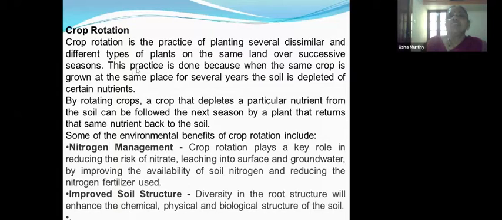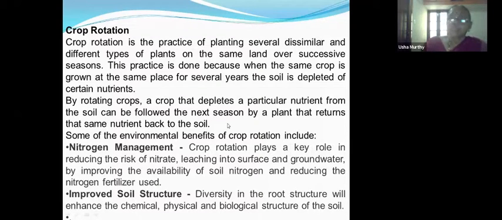Crop rotation is a practice of planting several different types of plants on the same land over successive seasons. This practice is done because when the same crop is grown in the same place for several years, the soil is depleted and loses certain nutrients. So by going for crop rotation, a crop that depletes a particular nutrient can be followed in the next season by a plant that returns the same nutrient back into the soil.